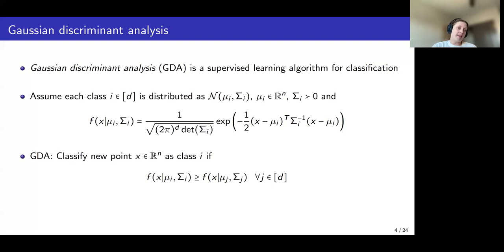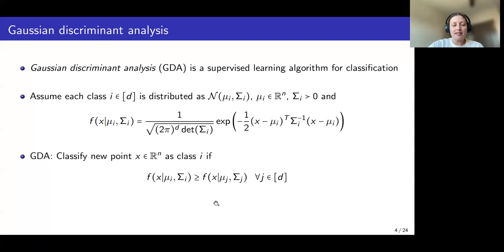Then the way Gaussian discriminant analysis works is that you are given a new data point and you classify it as class i if the density of the ith Gaussian is greater than or equal to all the other ones at that same point. So again, this is a pretty straightforward procedure for classification. Although this is a relatively simple data science algorithm, there are still quite a few interesting things to say about it. What we're going to be interested in is namely the set of points that get classified as a certain Gaussian.